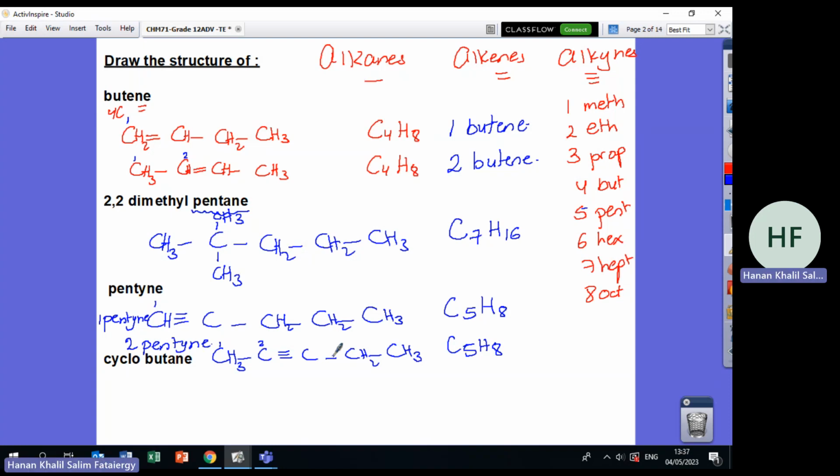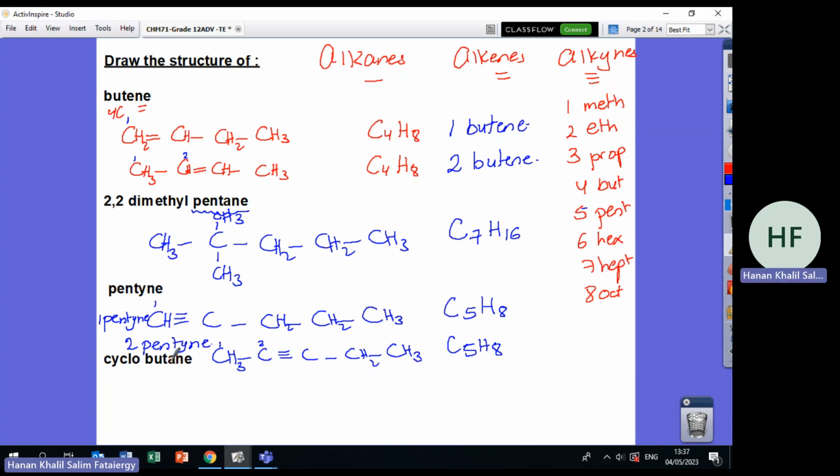Okay, as I said, if you put it here, it is not a new structure, this will be 2 because we count from here 1, 2. So this is 2, similar to this one. As if we took this one and flipped it. If I put it here, it will be again 1-pentyne.